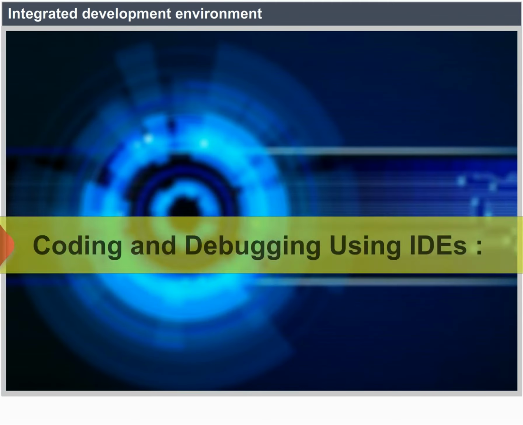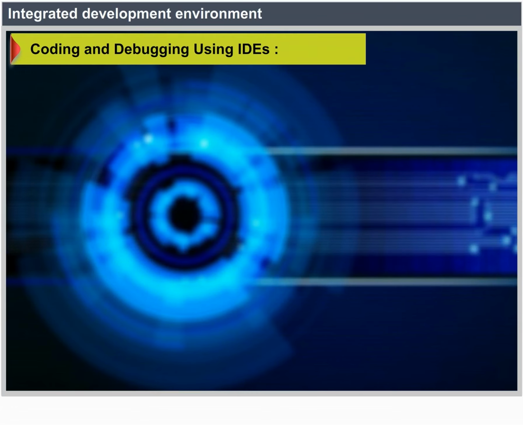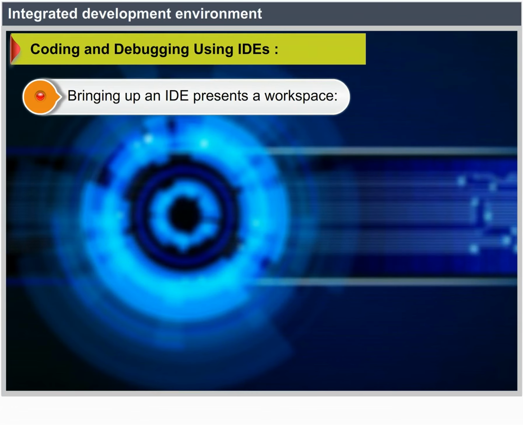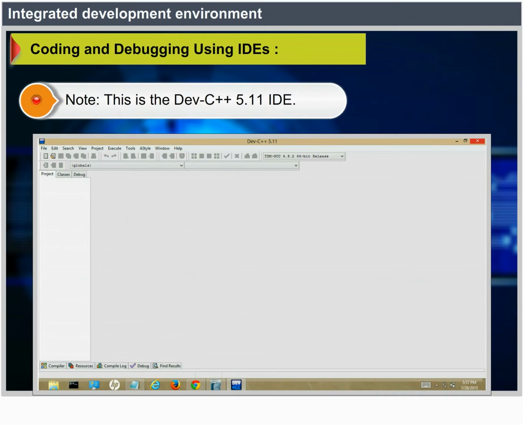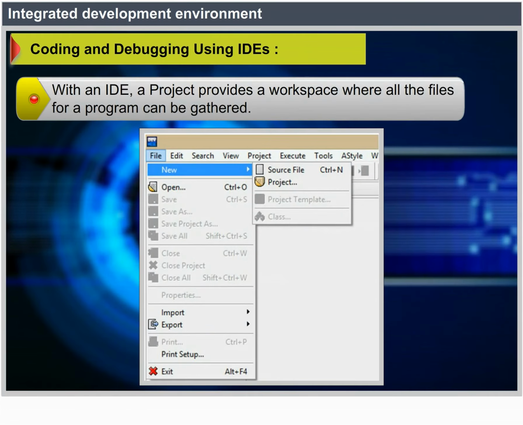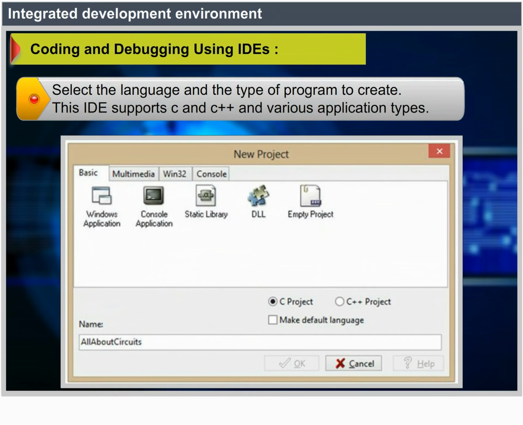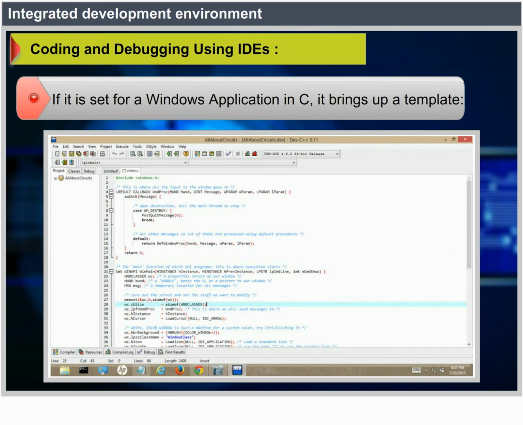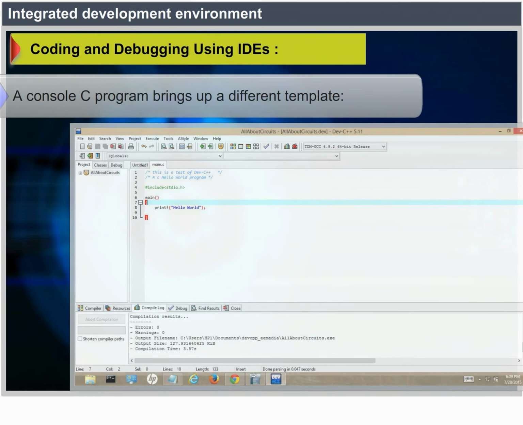Coding and debugging using IDEs. Bringing up an IDE presents a workspace. This is the Dev C++ 5.11 IDE. With an IDE, a project provides a workspace where all the files for a program can be collected. Select the language and the type of program to create. This IDE supports C and C++ and various application types. If set for a Windows application in C, it brings up a template. A console C program brings up a different template.